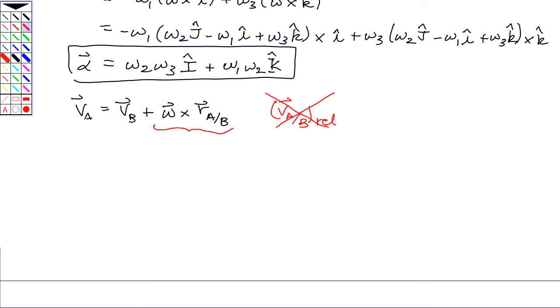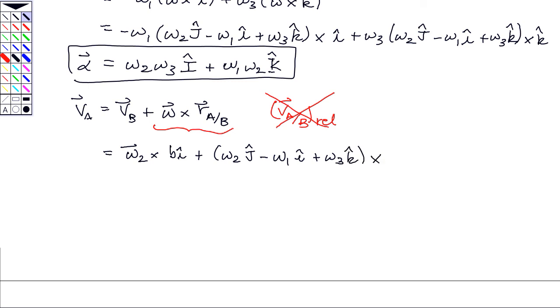Let me go ahead and expand this out and show you what the rest of this looks like. So velocity of B, that just turns out to be omega 2 crossed with the vector from B back to O. That's B in the I direction. And then we're going to go ahead and expand omega. So this becomes plus omega 2 in the J minus omega 1 in the little I plus omega 3 in the K.